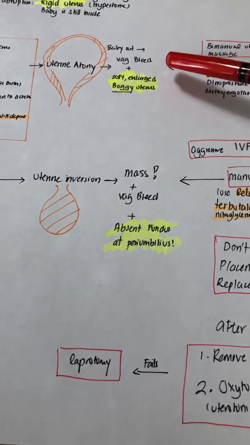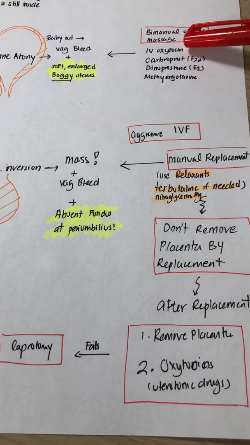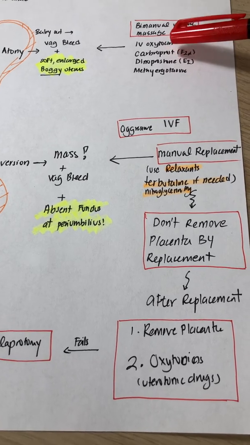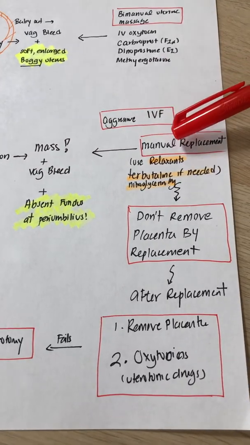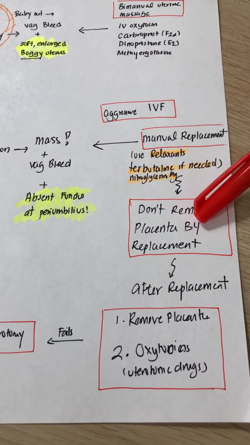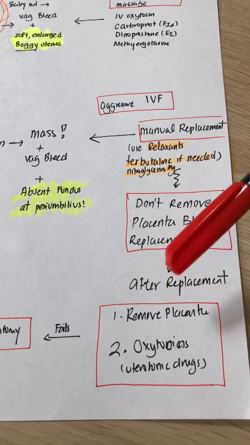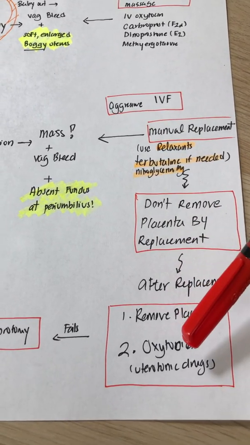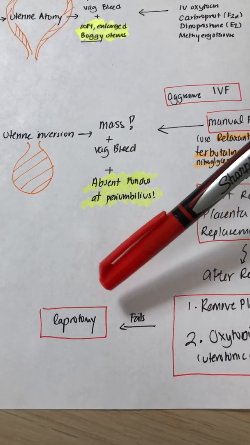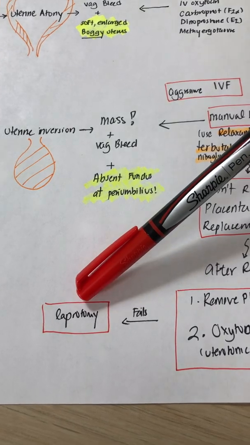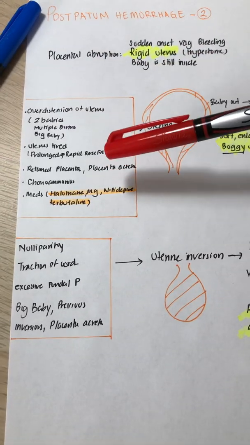So for uterine atony, you massage the uterus to stop bleeding, and you use the medication to help the uterus contract, right? But for uterine inversion, you manually replace, don't remove the placenta. After the uterus is back into the pelvic cavity, you remove the placenta. If it's still bleeding, you do the uterotonic drugs. And then the last resort, if it's still bleeding, is hysterectomy by laparotomy.